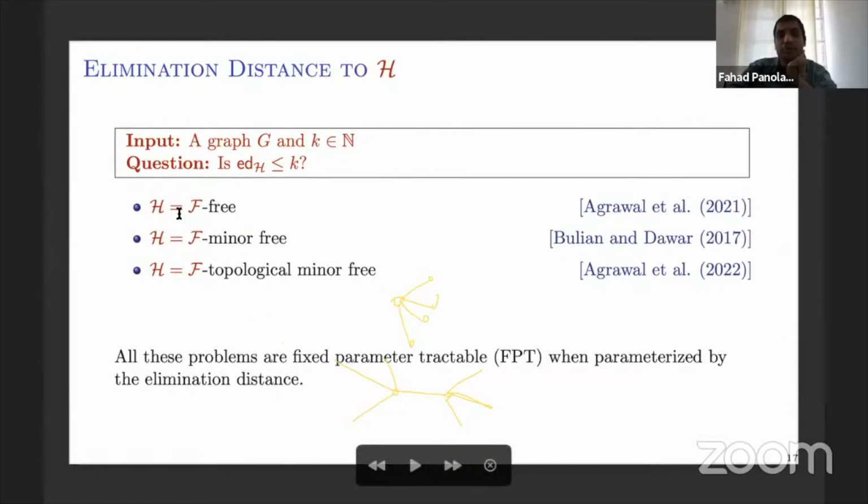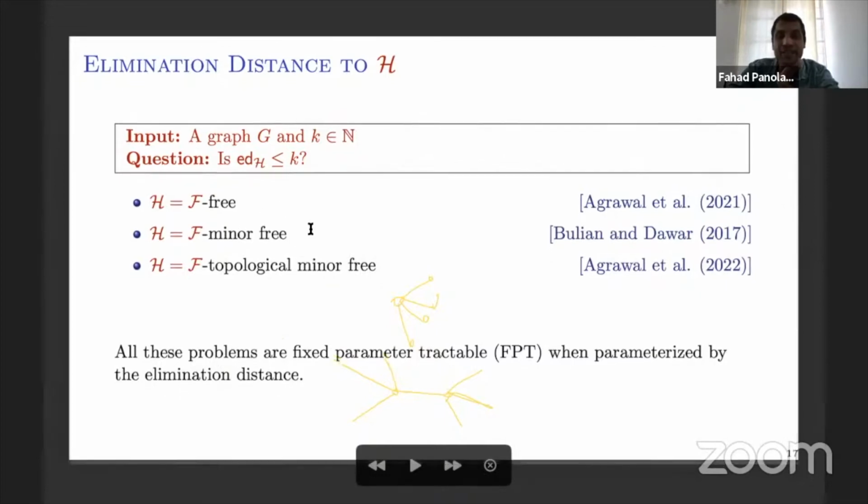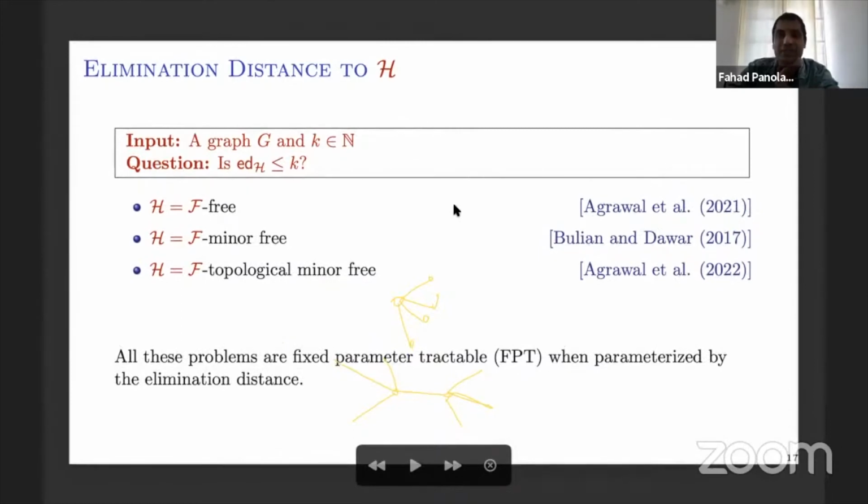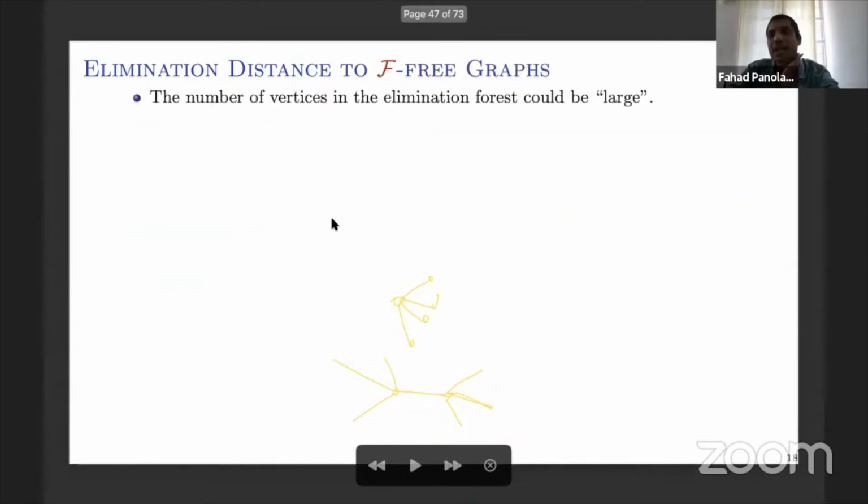When H is F-free, where F is a finite set, the question is elimination distance to H, or F-free graphs, and that is FPT, and that will be a branching algorithm. But before that, we need to go through some theorems or some results before getting into that branching algorithm. Now, one of the difficulties.